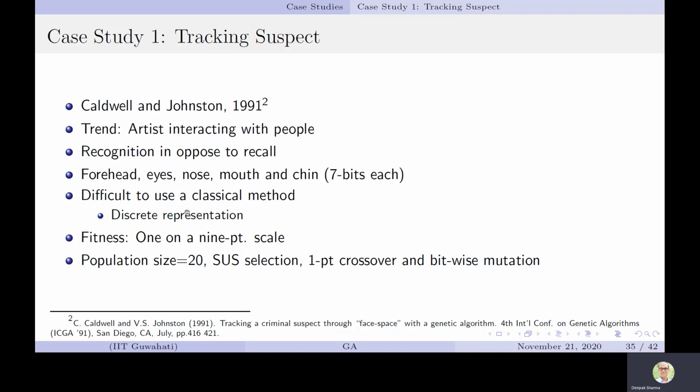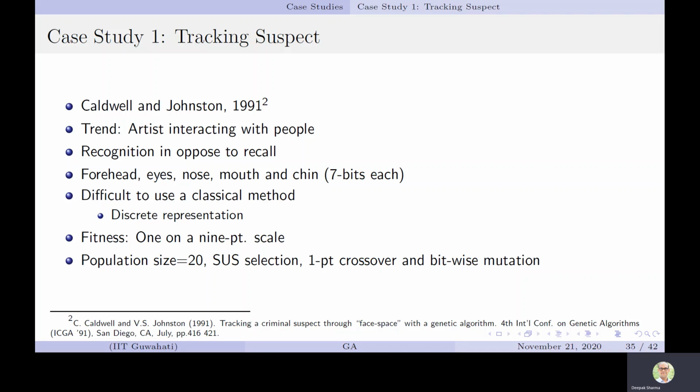Thereafter, they are using one fitness. How are they calculating the fitness? On a 1 to 9 scale. 1 means it is very bad. 9 means the picture which is shown is matching with the suspect.